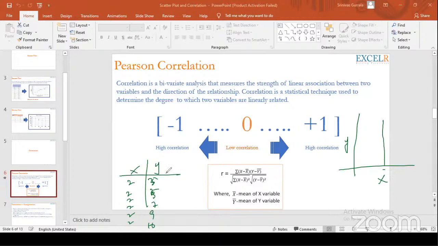Now, if you apply here x minus x bar, so the average of this, what is the average of this? 2. And if you compute x minus 2, this is nothing but 0. Summation of all these things would be 0. 0 into some value here would be 0. That means the denominator is going to be 0. Even for a vertical line or horizontal line, the correlation coefficient is not defined, right?